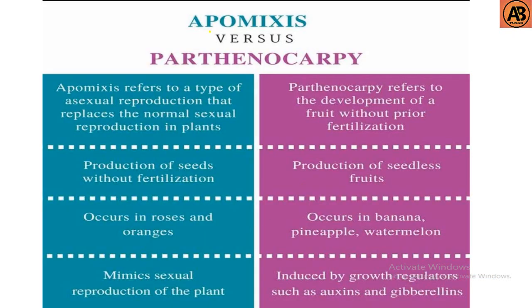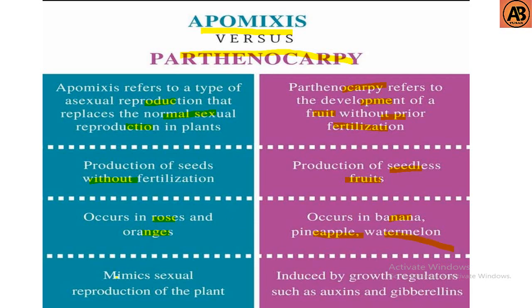Here we can see the differences between apomixis and parthenocarpy. First, apomixis refers to a type of asexual reproduction that replaces the normal sexual reproduction in plants. On the other hand, parthenocarpy refers to the development of a fruit without fertilization. Then, production of seeds without fertilization and production of seedless fruits. Then it occurs in roses and oranges, and it occurs in banana, pineapple or watermelon.